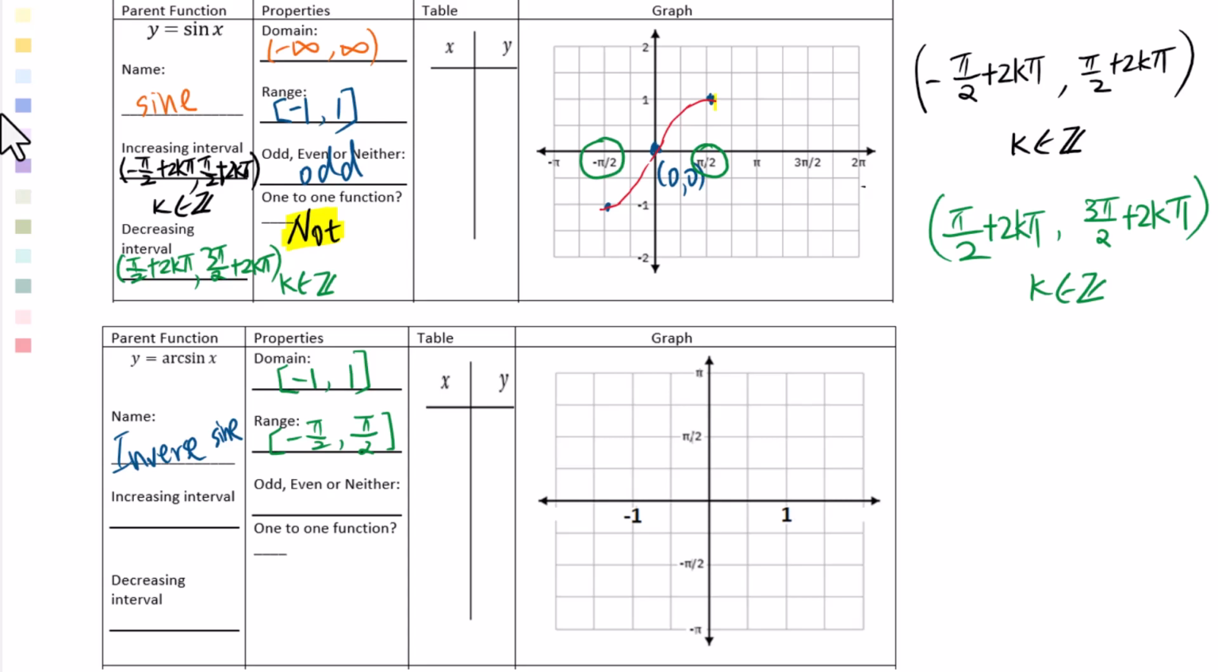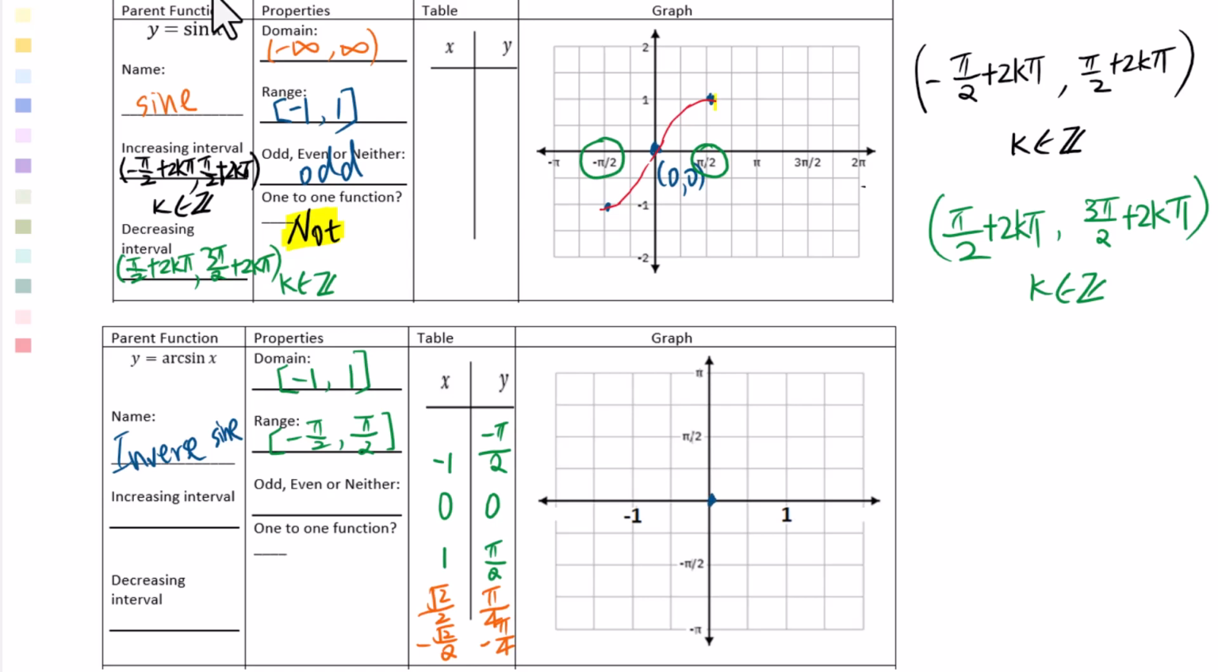Let's make a table. 0, -1, 1, and 0, negative pi over 2, pi over 2. Let's add another two points: pi over 4, square root of 2 over 2, and negative pi over 4, negative square root of 2 over 2. Plot these five points.